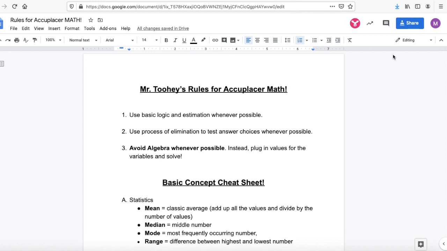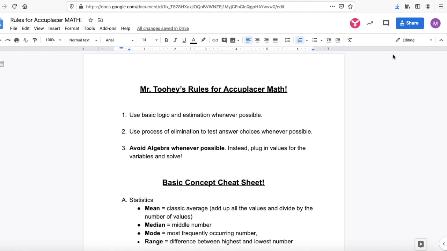Go ahead and read the second rule for me as well, please. Use the process of elimination to test answer choices whenever possible. Yeah, and this is very powerful. You actually don't need to know how to solve any of these questions to get them right, if you can eliminate the obviously incorrect answer choices. So we're going to focus on both of those rules, using basic logic and then using process of elimination to eliminate incorrect answer choices. We're going to find the right answer.